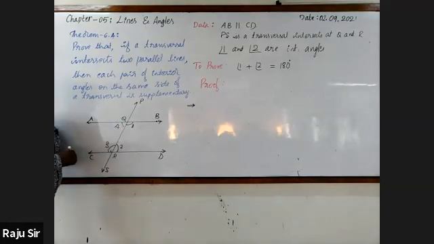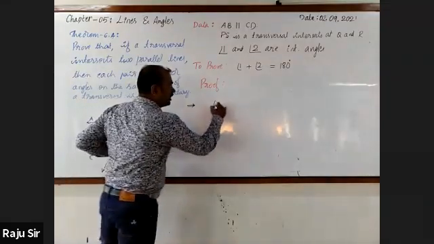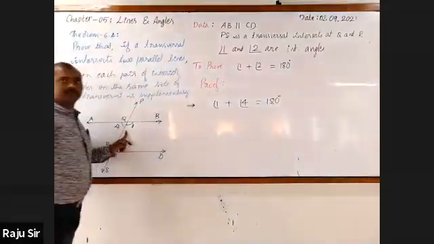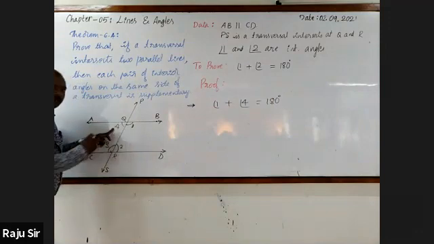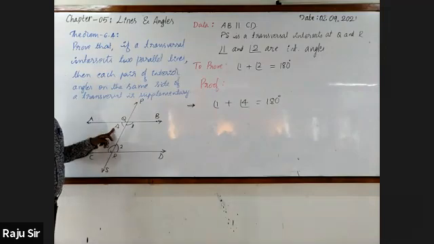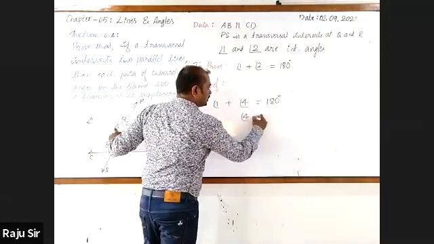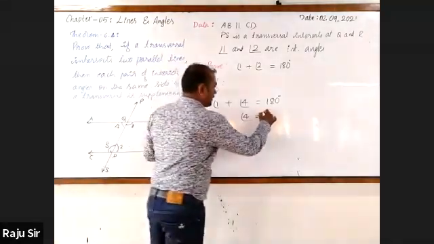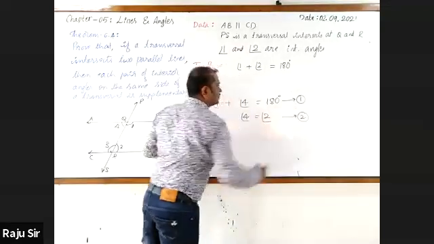Linear pair of angles. Then how do you get the relationship? Angle 1 plus angle 4 is 180. Then what do you say about 4 and 2? Alternate interior angles. What is the relationship? Angle 4 is equal to angle 2. I call it statement 1, equation 1 and equation 2.